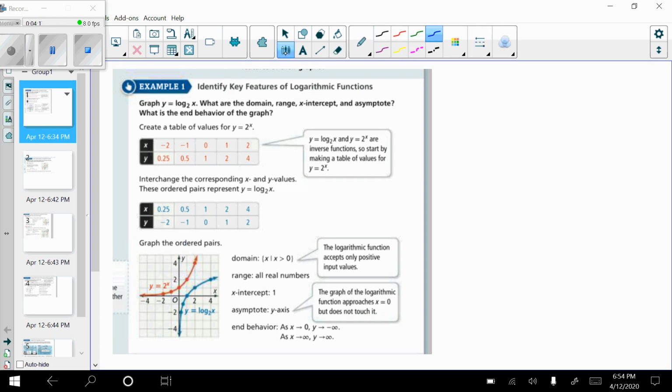And then in behavior, as it's getting closer and closer to 0, it's going to negative infinity. As it gets closer to positive infinity, it's going up. So it's going to be positive infinity. That's what that end behavior is describing there. These are all things that we have done in the past.